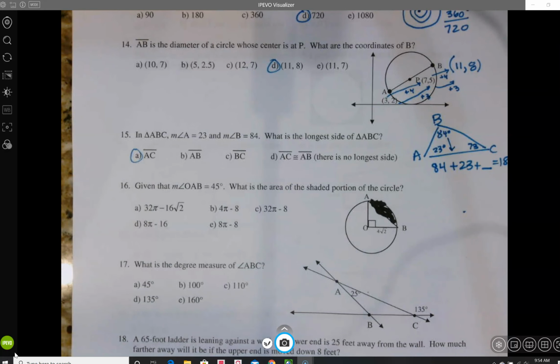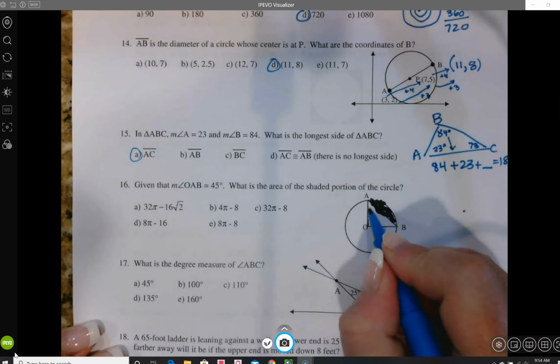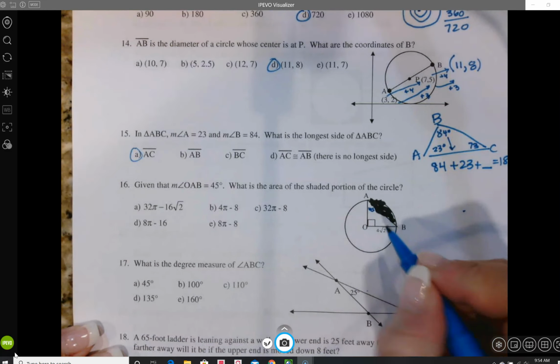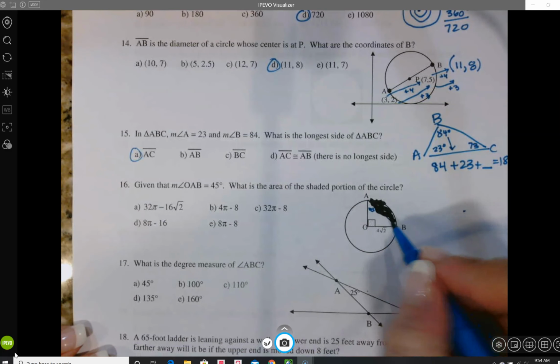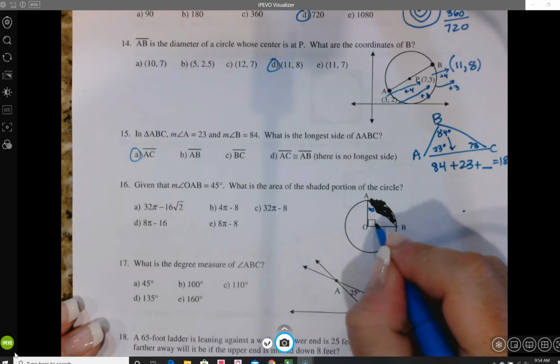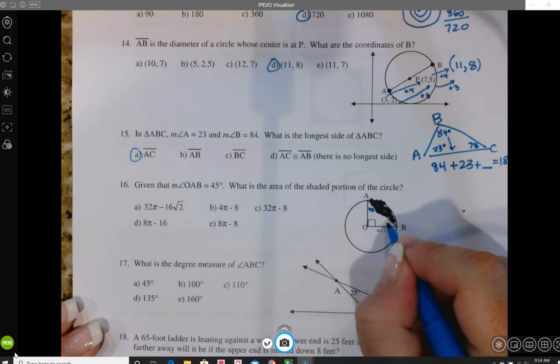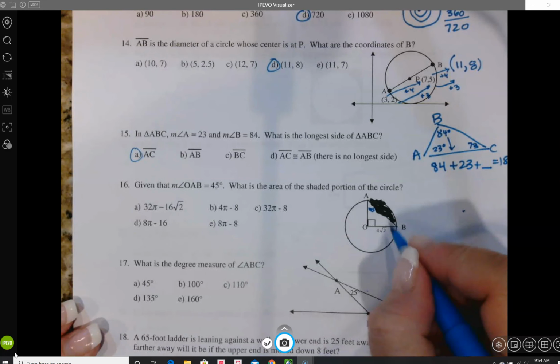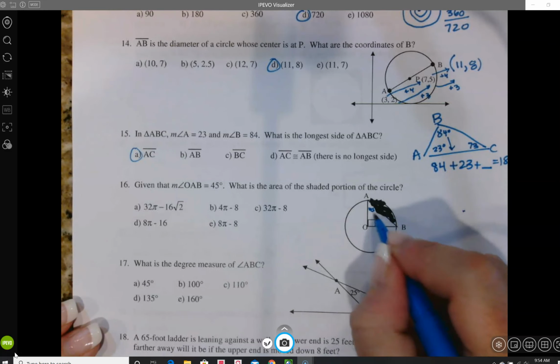And number 16, we've got angle OAB. So they're telling us this angle right here is 45. What's the area of the shaded portion? Now the reason they give us that angle is so we can know that this is an isosceles triangle. How do we know that it's isosceles?